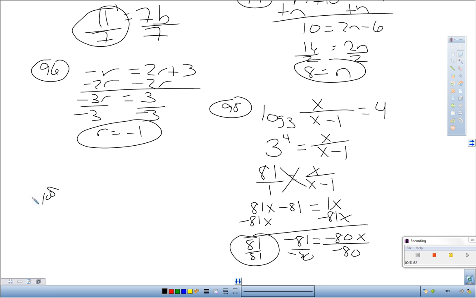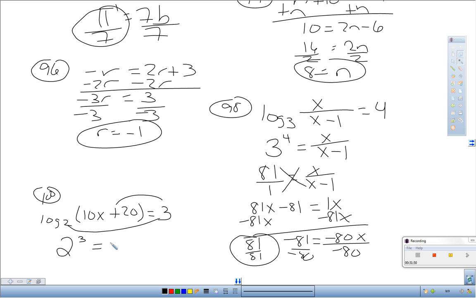For 100, it needs to condense down first, so you're going to get log base 2, and then let's multiply, and that'll give me 10x plus 20 is equal to 3. And then let's rewrite this. Start with a base of 2, jump the fence, power 3, jump the fence back, equals 10x plus 20.